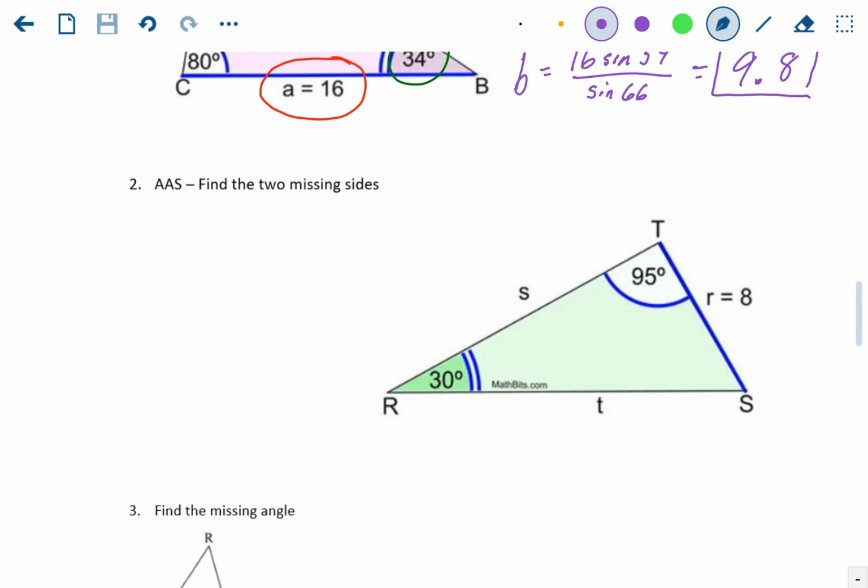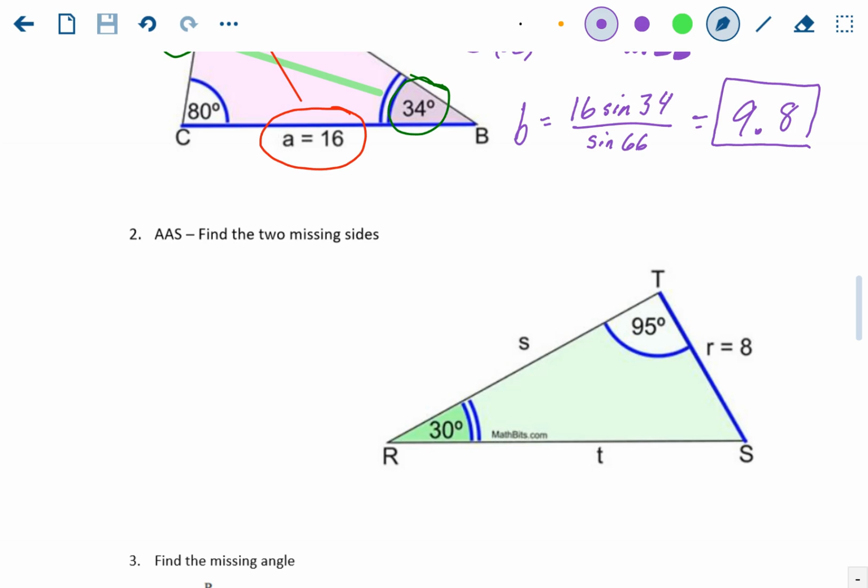All right, scenario 2, angle, angle, side. So this one says find the two missing sides. Just for the sake of time, we'll find side T. If we're trying to find side T, we have to know angle T, which we know, and you have to know what's across from it. So we'll start setting up our equation. We're going to have sine of 95 divided by the side length, which we don't know. We're trying to find T.